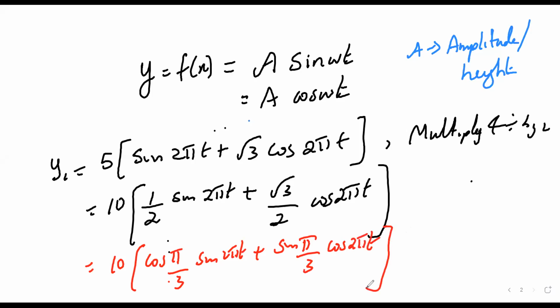Correct? So what is the formula of this? So what is this giving us as? 10 into sine of 2 pi t plus pi by 3. That's it.